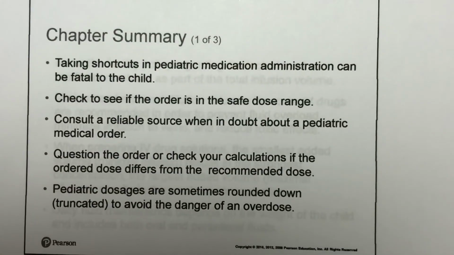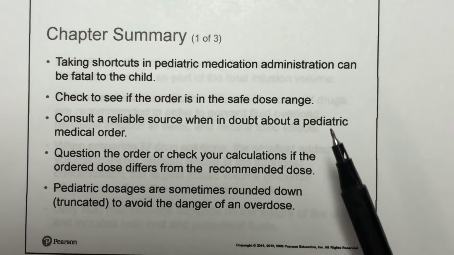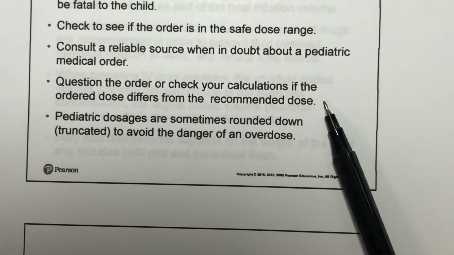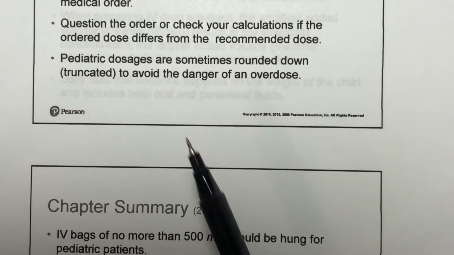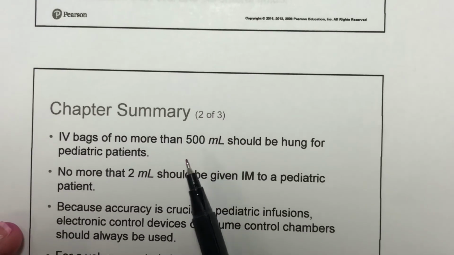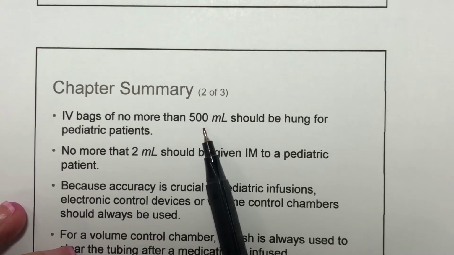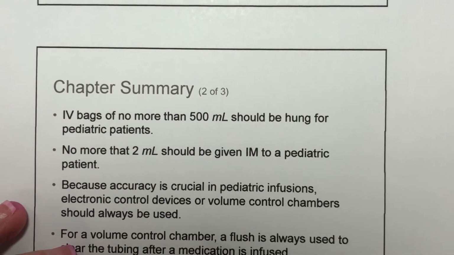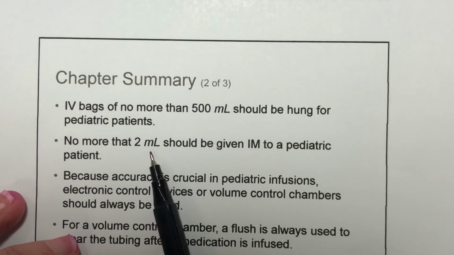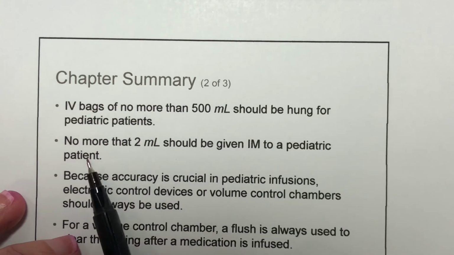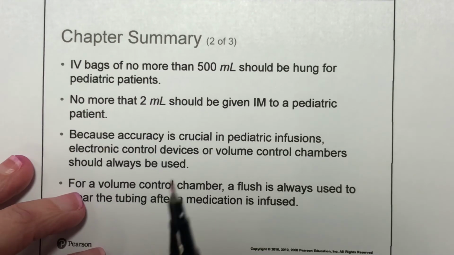Okay, this is a short chapter. We have talked about how shortcuts can be fatal. We have to check for the safe dose. If you're in doubt, always check. Okay, always check, sometimes round it down. This we learned in an earlier chapter: IV bags of no more than 500 milliliters should be hung for pediatric patients, and no more than 2 milliliters should be given intramuscularly to a pediatric patient. We talked about that too in an earlier chapter.